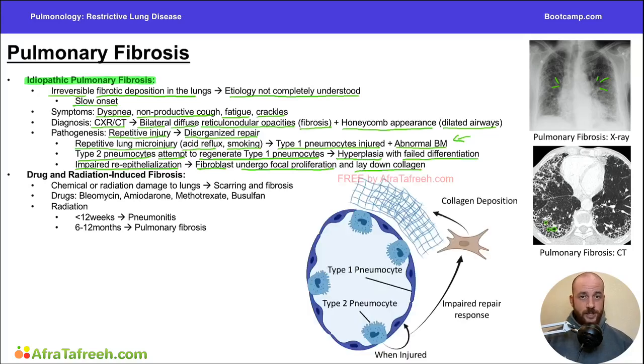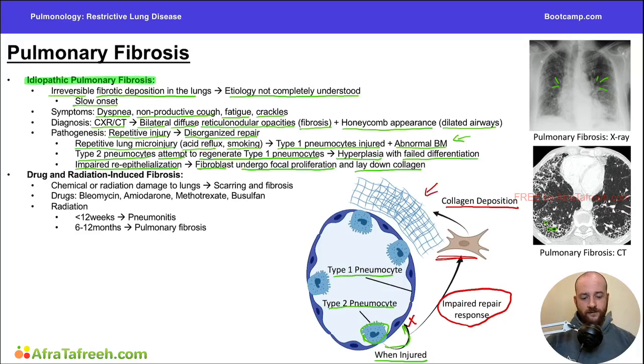So just to summarize, using this diagram here, we have the type 1 pneumocyte, which is making up the wall of the alveoli, and we have the type 2 pneumocyte right here. And when the alveoli is injured, the type 2 pneumocyte will give rise to new type 1 pneumocytes. However, if the type 2 pneumocytes fail to differentiate into type 1 pneumocytes because there's an abnormal basement membrane present due to that repetitive lung microinjury, then we're going to get an impaired repair response. And it's here that the fibroblasts get activated to start laying down collagen, which is going to result in the pulmonary fibrosis.